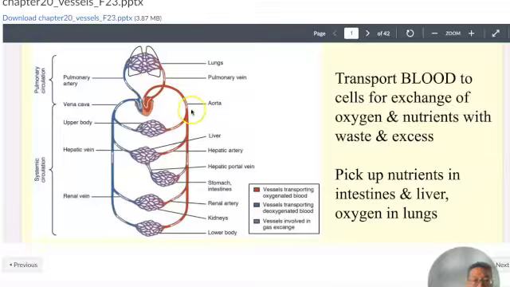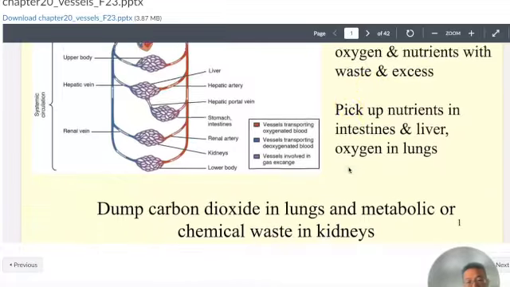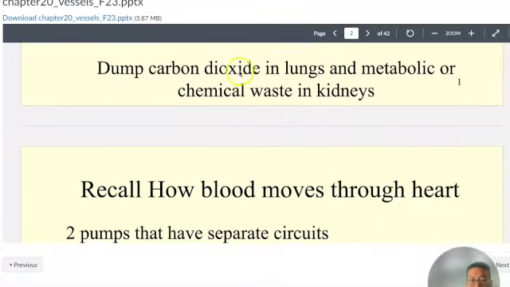Okay. And this goes all the way down to the liver, stomach, kidney, and all that, and then to the lower body. And then whenever it's used up, it gets exchanged, carbon dioxide with oxygen, and then it returns the used blood, or the deoxygenated blood, back to the heart, and again to be pumped to get more oxygen. So that's how we pick up nutrients and oxygen and all that. Okay? It dumps carbon dioxide in the lung and the metabolic or chemical waste in the kidneys.